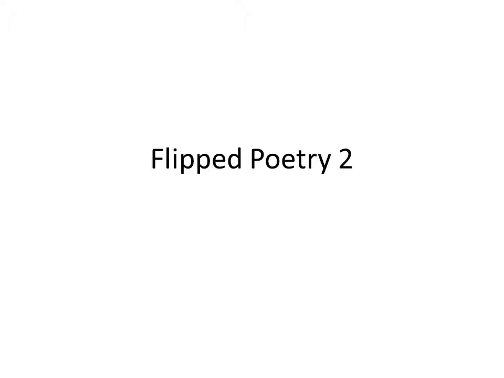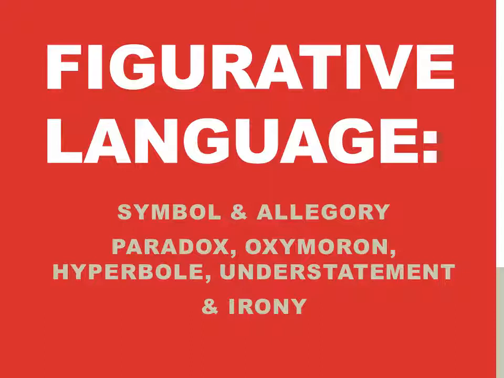Hi, this is Flipped Poetry number 2, homework for Thursday night going into Friday's class. Again, we're going to be building on our figurative language inventory or literary term inventory, focusing on symbol and allegory, paradox, oxymoron, and then hyperbole, understatement, irony.